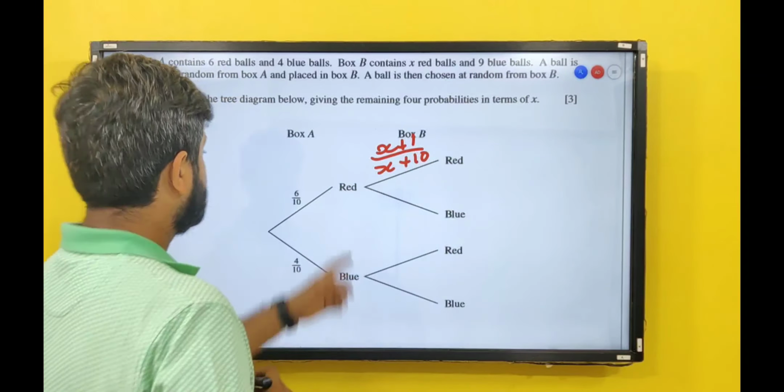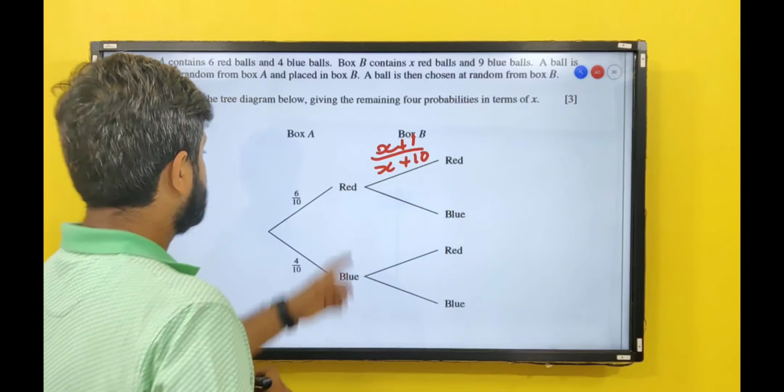Right? Next, show that the probability that both the balls are blue is 4 upon X plus 10. So both the balls blue, which is first blue into second blue. I think pretty easy. 4 upon X plus 10.